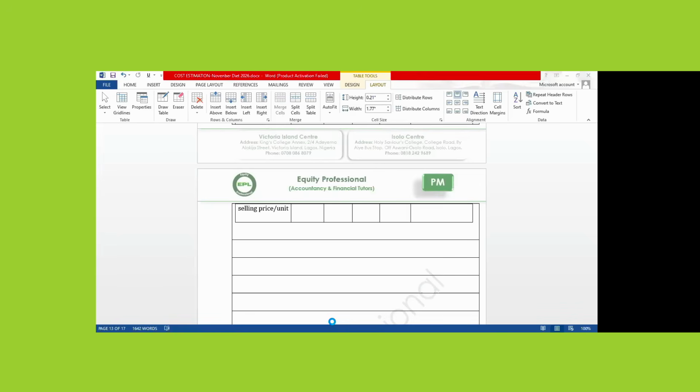We explain fixed cost. Fixed cost. These are costs that remain fixed in total, regardless of the volume of production. We explain mixed cost.